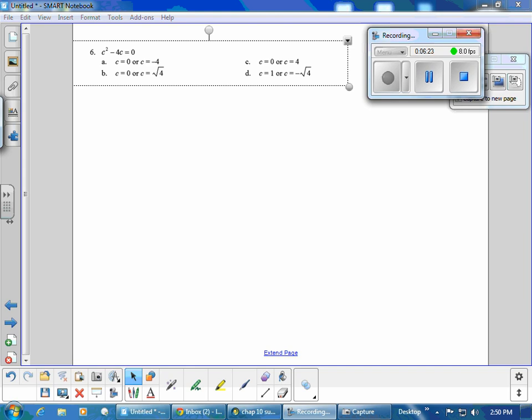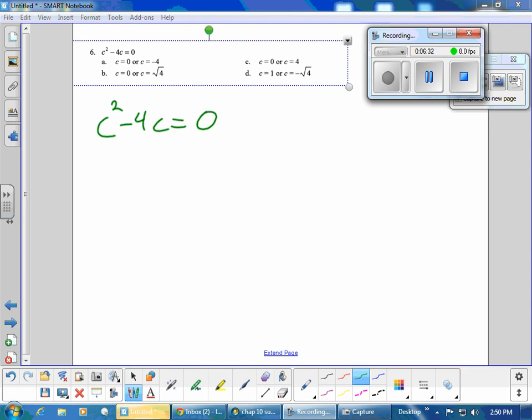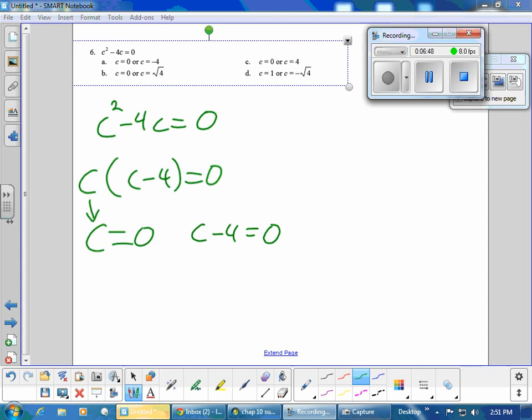Okay, number 6 is a little trickier than the other ones. We're just going to factor out a c here, and we get c times (c minus 4) equals 0. Then we easily split this into c equals 0 or c minus 4 equals 0, otherwise known as c equals 4. This could be a tough one for people, but factor first, and then you get 0 and 4, and that is choice C for number 6.